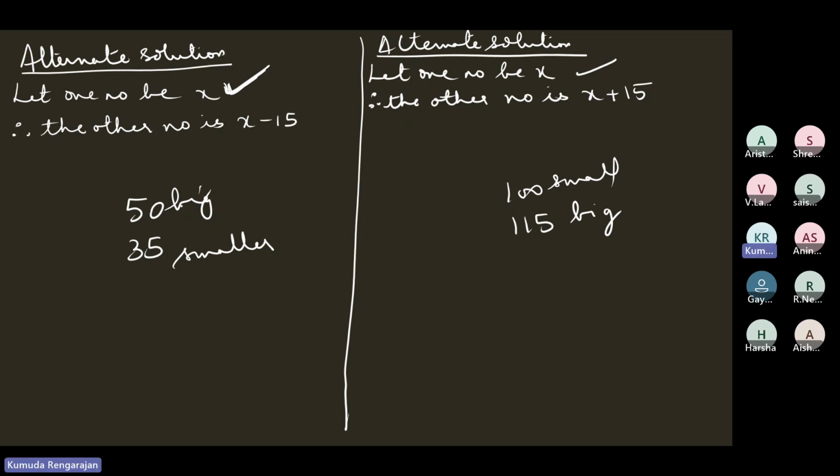So if you're assuming this bigger number to be x, then what will be the smaller number? 50 minus 15, right? So x minus 15. Whatever is the bigger number, minus 15 is the smaller number. If you're assuming the smaller number to be x, then the bigger number will be x plus 15. So it depends on what you have in your mind.